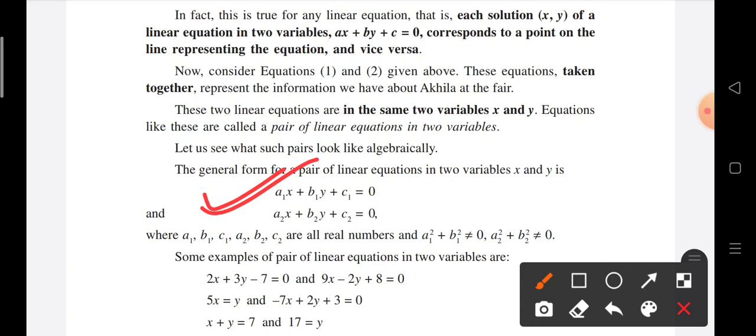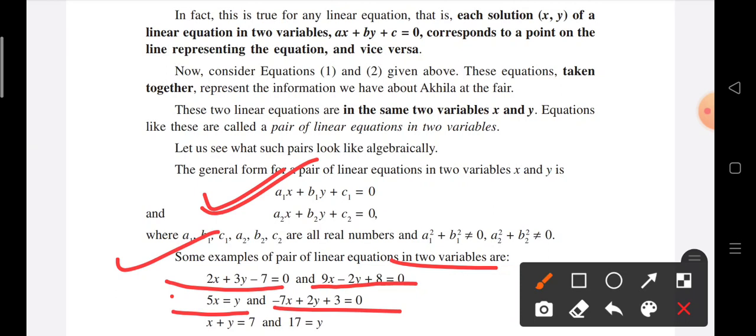There are some examples of pairs of linear equations in two variables. 2x + 3y - 7 = 0 and 9x - 2y + 8 = 0. 5x = y, and -7x + 2y + 3 = 0. x + y = 7, and 17 = y. So these are pairs of linear equations. Okay, we have some examples.